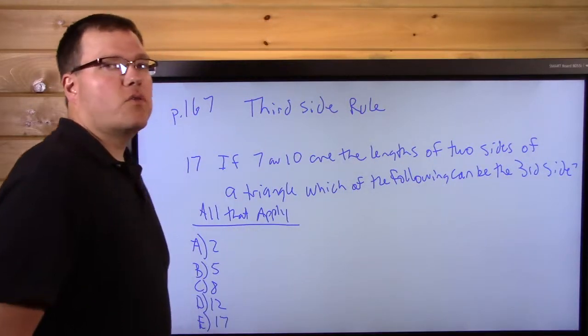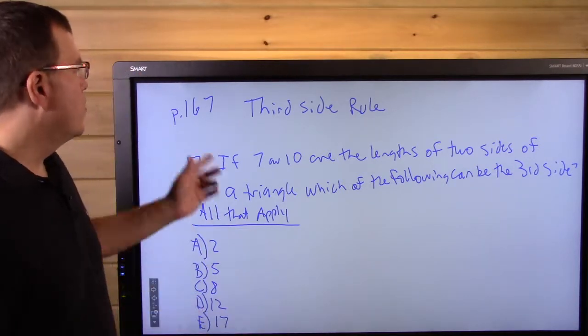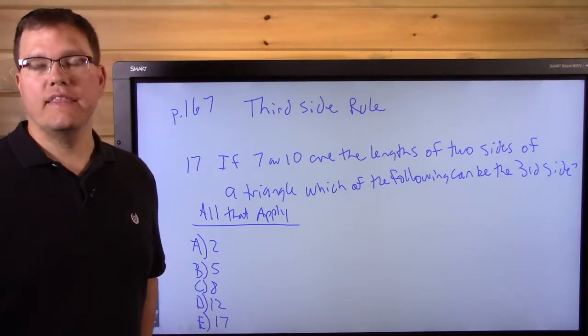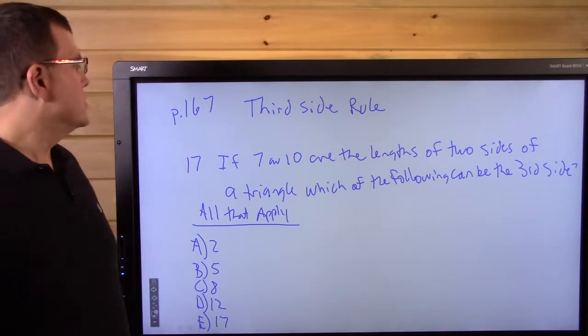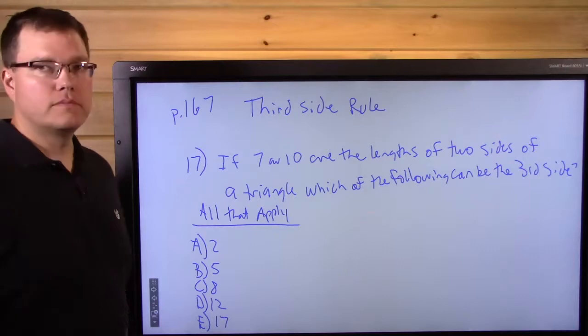Hey guys, so for questions 17 and 18, we've got triangles. Specifically, we've got the third side rule first, and then we're looking at similar triangles. So page 167, the third side rule. Let's look at question number 17.